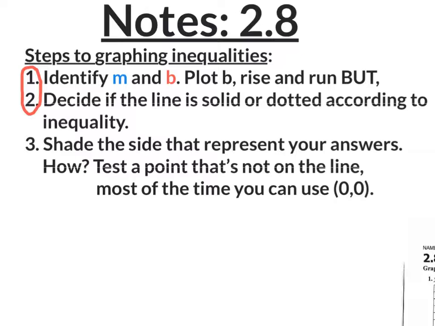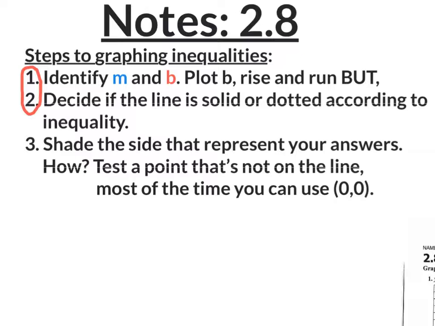So the very first step is to identify m and b. Of course, that means that you got to write your equation in y equals mx plus b form. And once it's in y equals mx plus b form, you'll be able to see the y-intercept, that's where it crosses the y-axis, and how much you rise and run according to your slope. That's what it says here. Plot b and then rise and run, but decide if the line is solid or dotted according to your inequality.